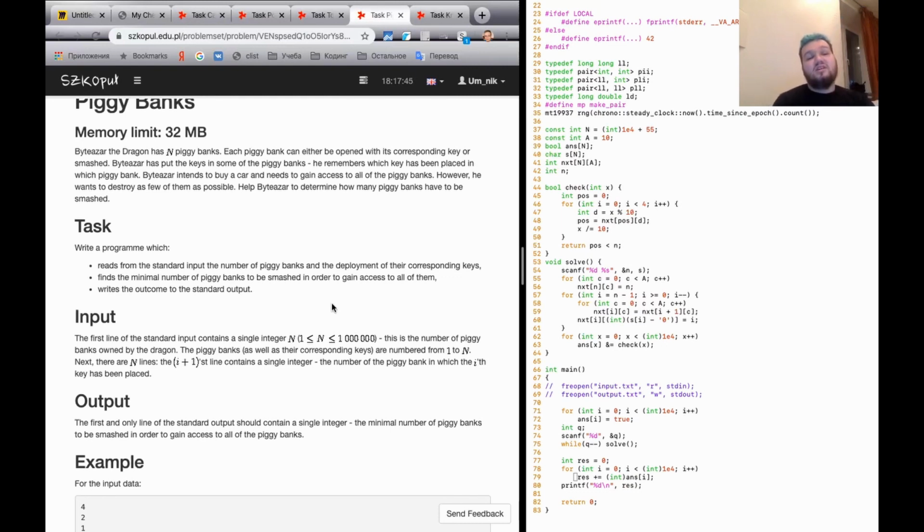If we have the corresponding key, we can just open it, and if we don't, we can break it open. So we want to break the minimal number of Piggy Banks such that we can open all of them. So this can be viewed as a graph problem.